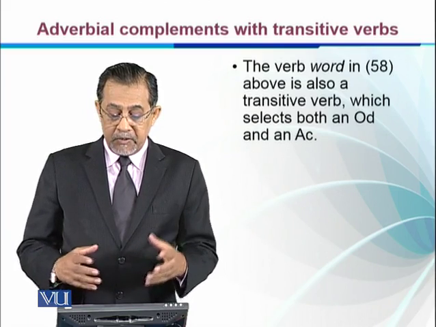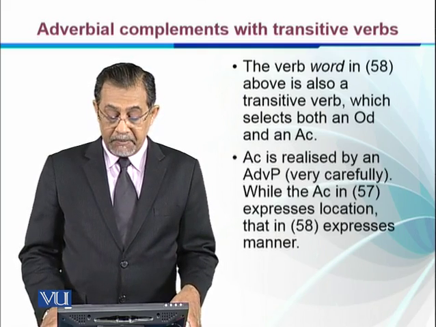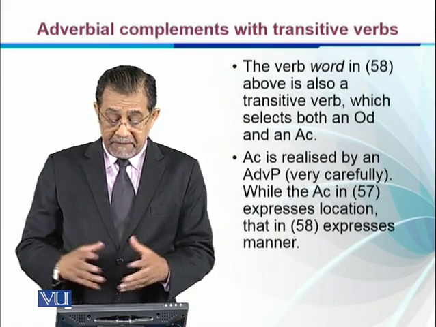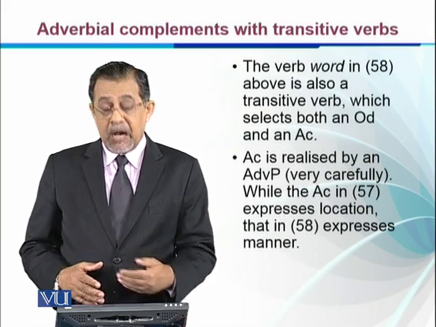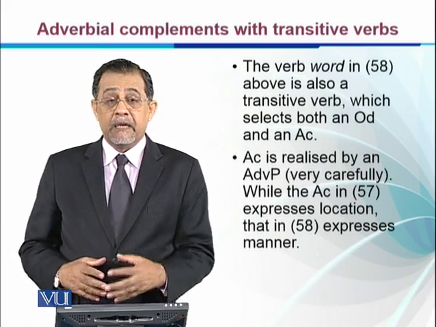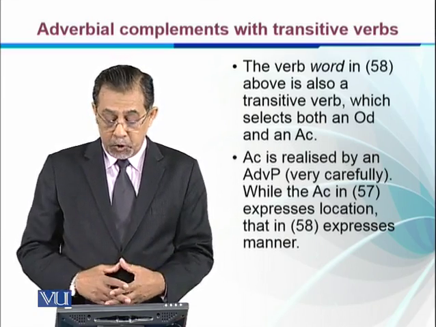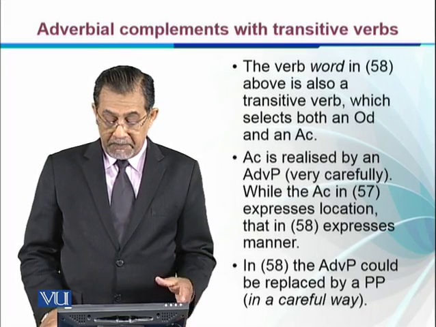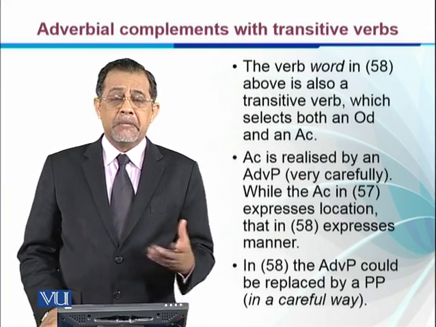The word above is also a transitive verb which will select both a direct object and an adverbial complement. Adverbial complement is realized by an adverb phrase like very carefully and expresses manner, whereas in 57 it expresses location. So how something took place, it shows manner. So this is what he did, he worded it very carefully. So how he worded it, very carefully, it shows the manner of the verb. In 58, the adverb phrase could be replaced by a prepositional phrase. Instead of saying very carefully, we can say in a very careful manner. So both possibilities are there.